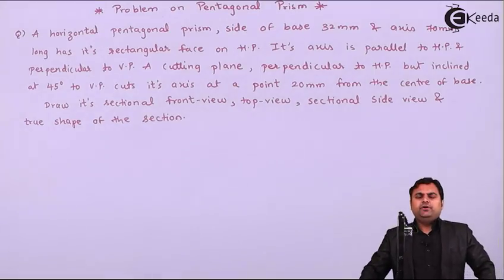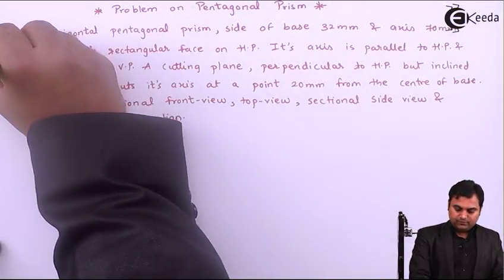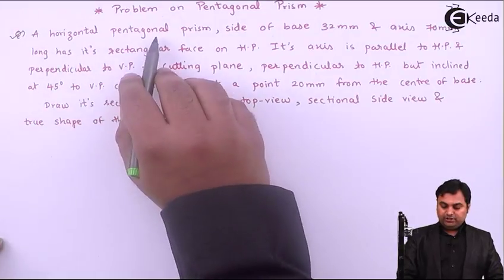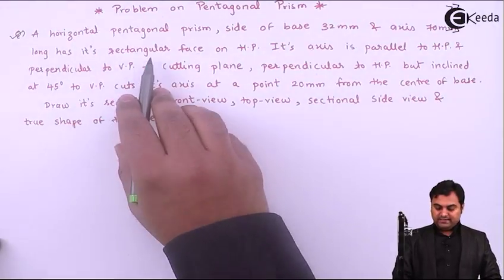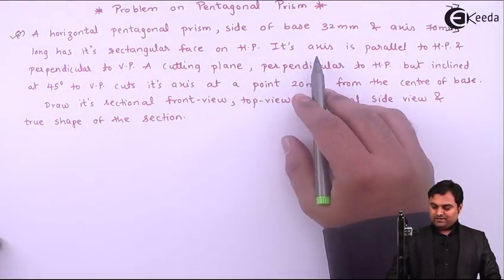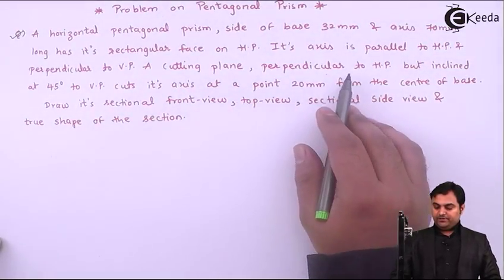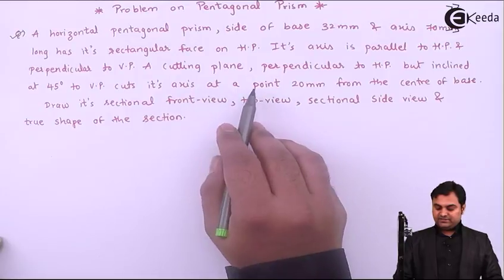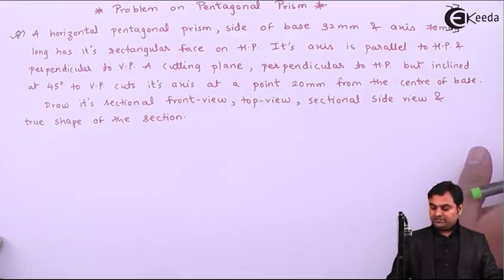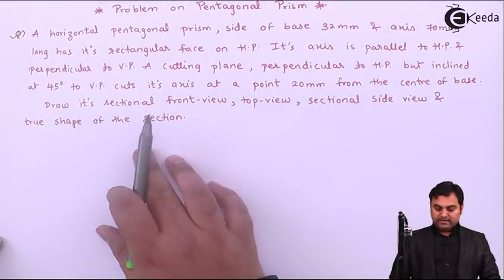Hello friends, here in this video we will see a problem on pentagonal prism. Here's the question. It is given that a horizontal pentagonal prism, side of base 32 mm and axis 70 mm long, has its rectangular face on HP. Its axis is parallel to HP and perpendicular to VP. A cutting plane perpendicular to HP but inclined at 45 degree to VP cuts its axis at a point 20 mm from the center of base. Draw its sectional front view, top view, sectional side view and true shape of the section.